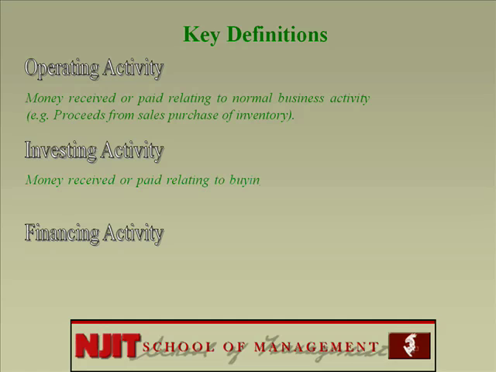So what's investing? This is money received or paid relating to buying or selling of long-term assets. Keyword long-term assets. Examples: if you buy or sell equipment, the money you paid or the money you received by selling equipment comes under investing. Why is that? Because equipment, by definition, as I told you in Module 1, is a long-term asset. So any money received or paid relating to buying or selling long-term assets comes under investing activity.